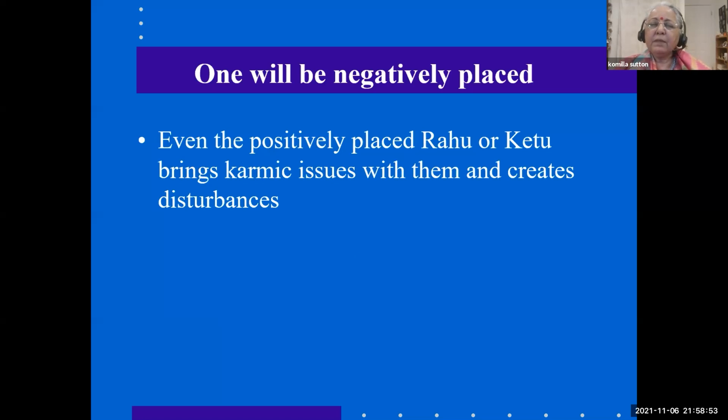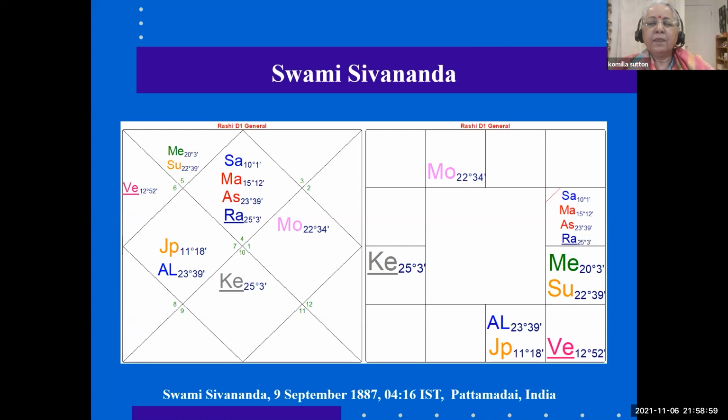Even positively placed Rahu Ketu can bring karmic issues and bring disturbances. So here we see another chart. I hadn't planned it, but Swami Shivananda here has Rahu in the Lagna, and he has Mars and Saturn with it. So you'd think that's a very complicated chart.